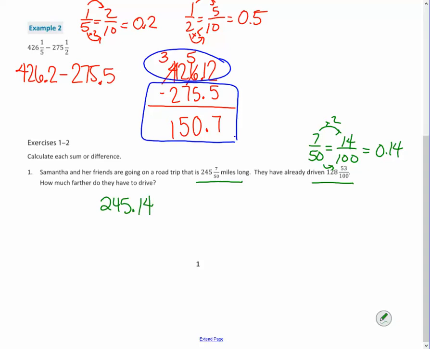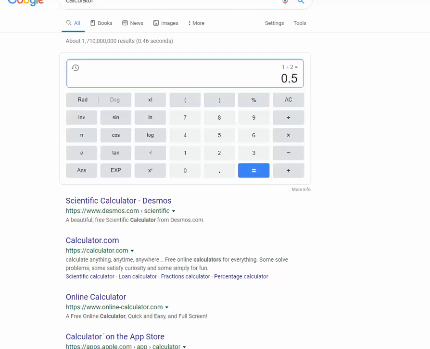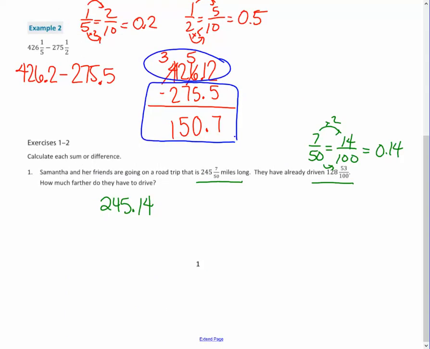Now, if you're more of a calculator-like person, but you don't have one, that's the kind of the thing with this. We're not going to be using calculators a lot, but just to show you what's what, we're going to take 7 divided by 50. If I did it right, I should get 0.14, and I did. So there you go. And then we're going to take 128 and 53 hundredths.